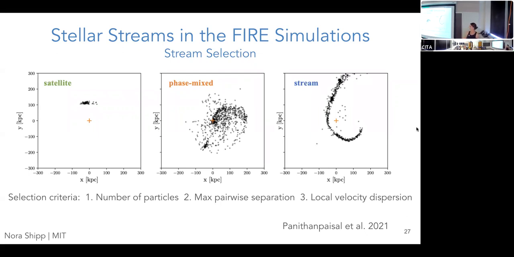Here's a figure from his paper just showing some of the different systems he's classified. So here's one of the streams. Here's a system he classified as fully phase mixed, and here's a system that's classified as an intact satellite. So I'm happy to answer any questions about this.